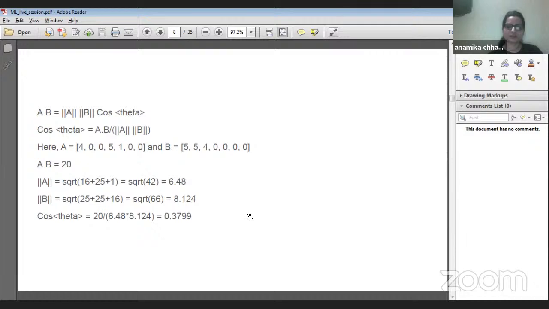So you get it to be 20. That's the dot product. Then the magnitude of A you get to be square root of, so for individual elements, you just skip the zeros, and what you are left with is 4 square plus 5 square plus 1 square. That comes out to be this value. Similarly, you get the magnitude of B, and cos theta will come out to be this. So that is the cosine similarity between the two vectors A and B, right? Again, a very simple question.